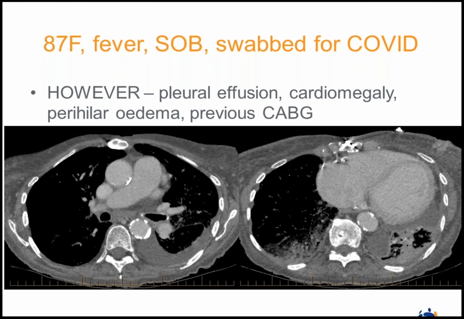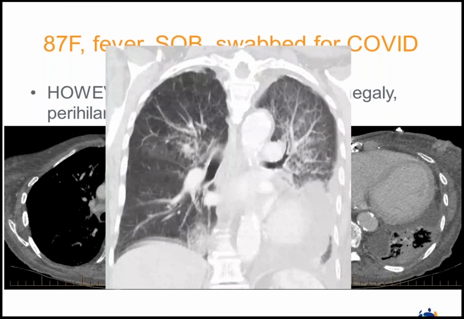And when we look at the coronal reconstruction, we can see that the ground glass opacity is more perihilar than peripheral. So the most likely diagnosis in this patient is congestive cardiac failure, although the size of the effusions has been quite large, and the patient's age suggests that malignant effusion may also be happening here.